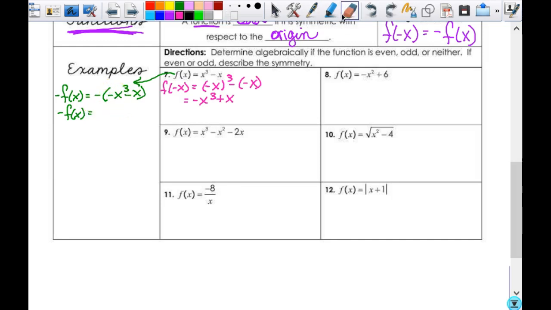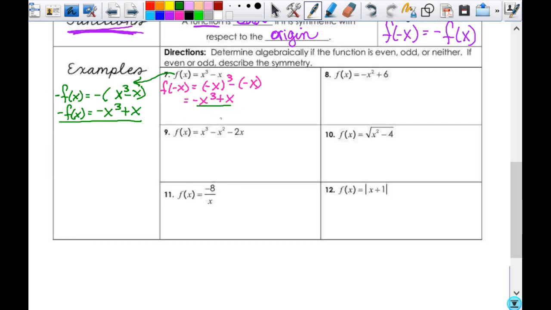Do you see what I did wrong? I want to make sure you know what I did wrong and what I'm about to erase. This negative doesn't actually, I made that up again. Okay, negative, and then this is supposed to match that. That was my intention. Then when I distribute that negative, I get negative x cubed plus x. So this is what negative f of x looks like. Isn't that what I just got right here?